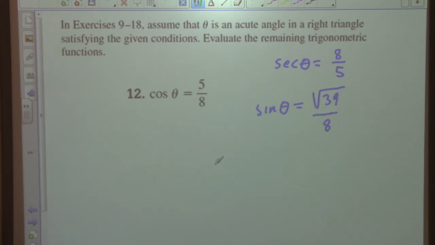And how'd you get square root of 39? I forgot what the words are. Pythagoras theorem. Yep. How about 8 squared minus 5 squared. It's 39. Okay, and square root of that. All right, good. Continue. Good job. Cosecant theta is 8 over the square root of 39.